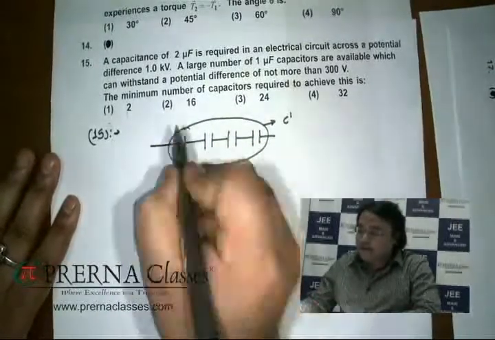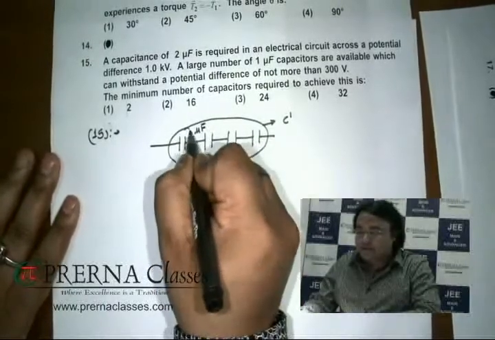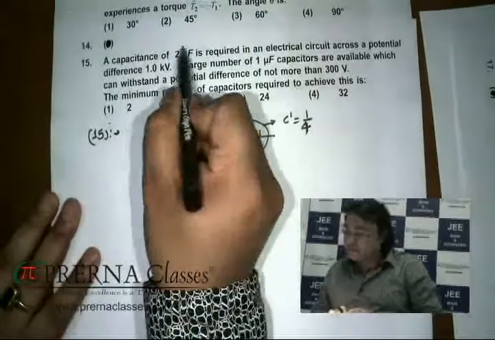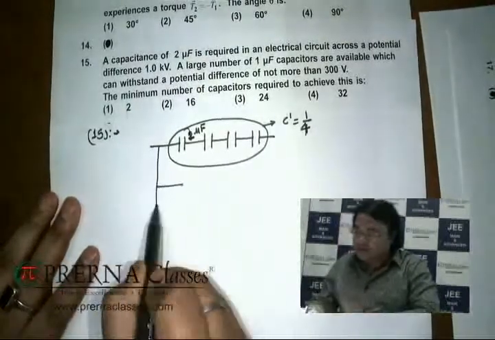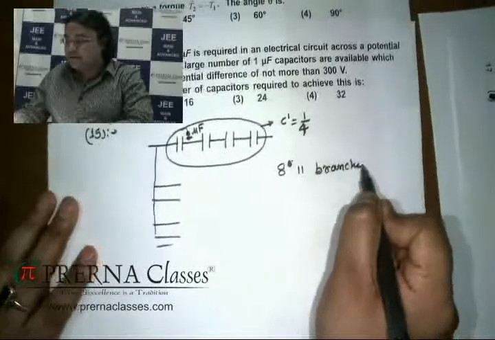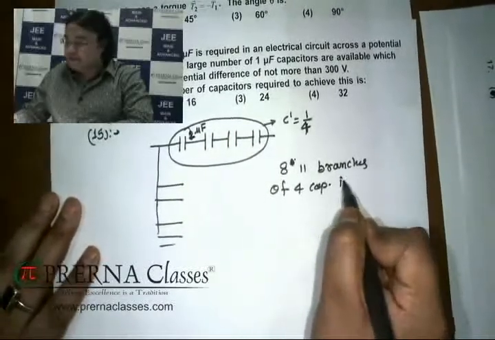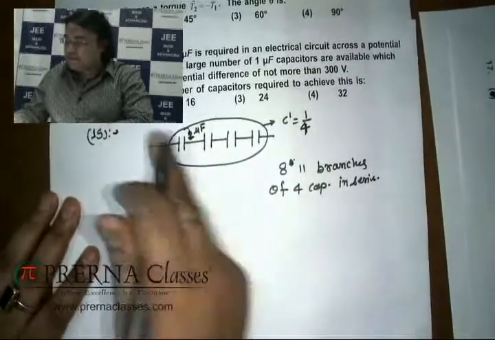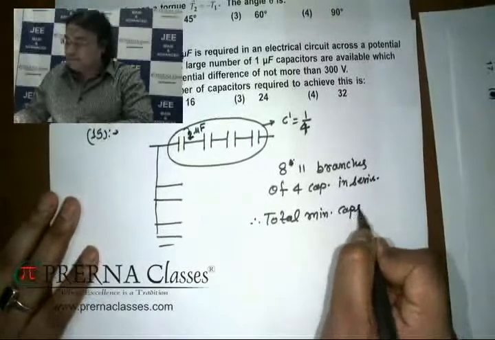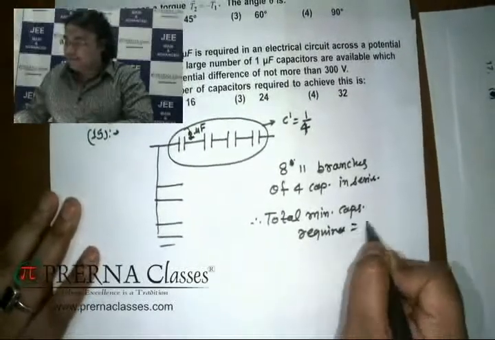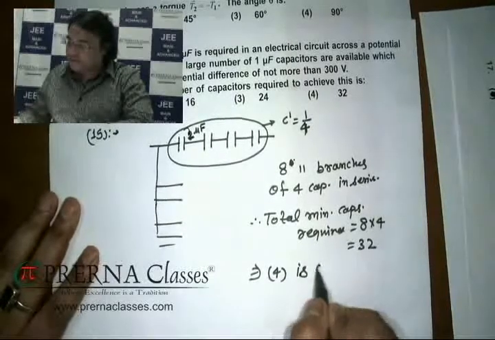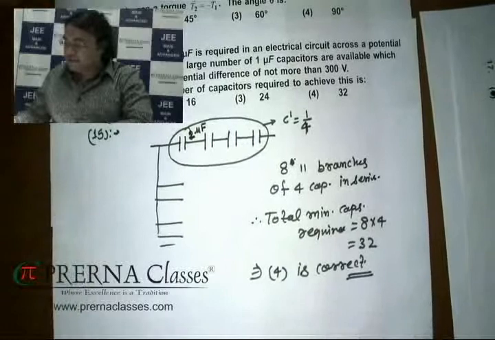But what will be the equivalent of these 4 capacitors, since each capacitor is of value 1 microfarad? So the equivalent of that will be 1/4 microfarad. Now to obtain a 2 microfarad capacitor, we have to consider 8 parallel branches of 4 capacitors in series. Okay, so what will be the total minimum number of capacitors required? It will be 8 into 4, that means 32. So the correct option is 4. Option 4 is correct. Clear?